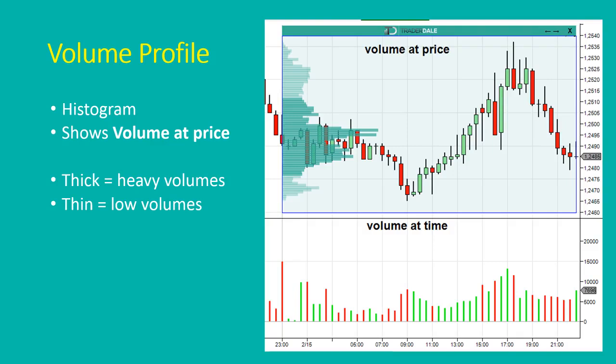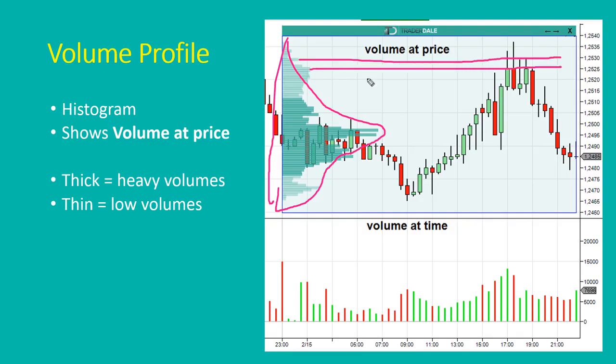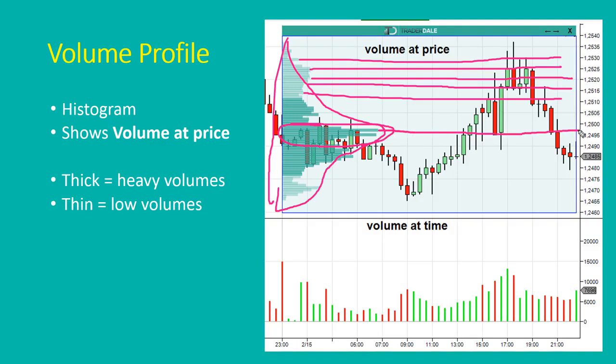The volume profile is a histogram which shows volumes at price. In this picture, you can see a histogram showing volume at price. At every price level, there's a volume bar which shows you how many volumes got traded at every price level. The thicker the volume profile is, for example in here it's the thickest, then it means that at this price level, the heaviest volumes throughout this whole area got traded.